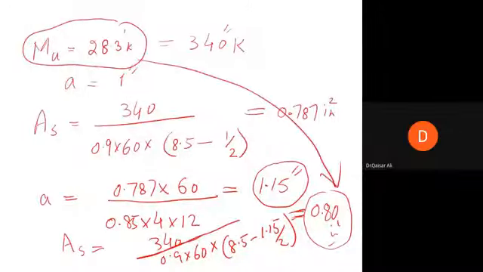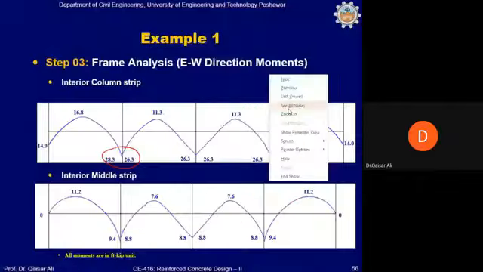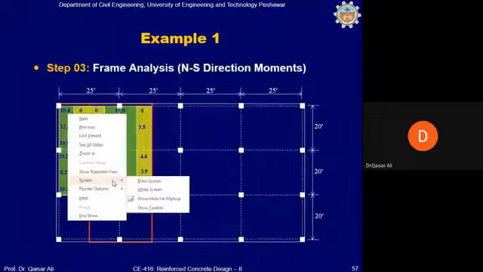For the rest of the bending moments, you can use the unit rule. I will demonstrate this one to you to see how the unit rule is applied. We have calculated this for 28.3. Let's say we calculate this for 16.8 or 14, or any other value. For the 28.3 foot kip bending moment, the area of steel comes out to be 0.8 square inch.